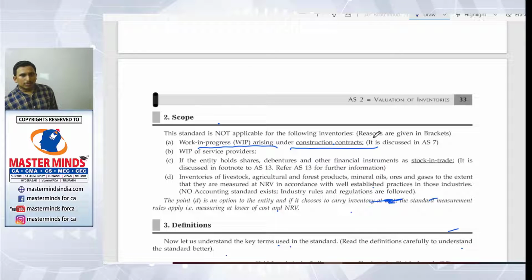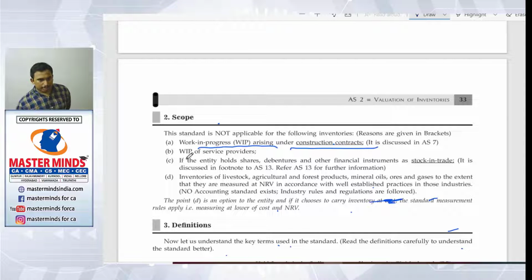Maybe in AS7 you have seen something called construction contract. Generally, a construction contract usually takes more than 1 year, and as a result the cost incurred during the year you will recognize as WIP, but still the valuation of such is not covered here. It is mentioned in AS7 separately, so there is nothing to discuss about it again here.